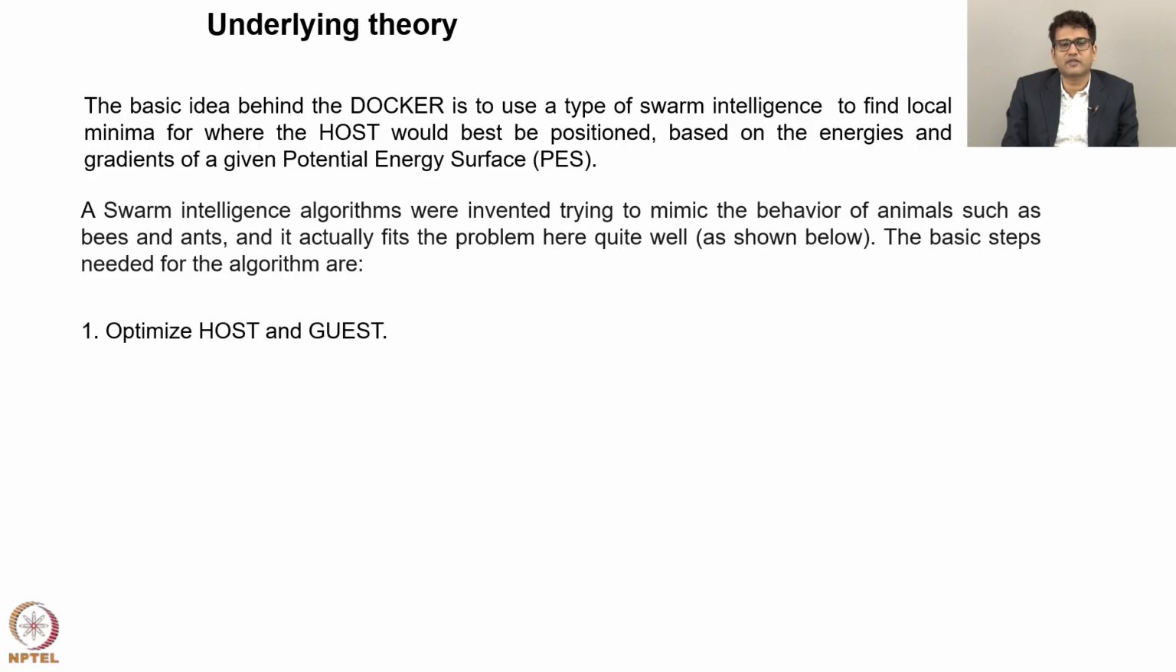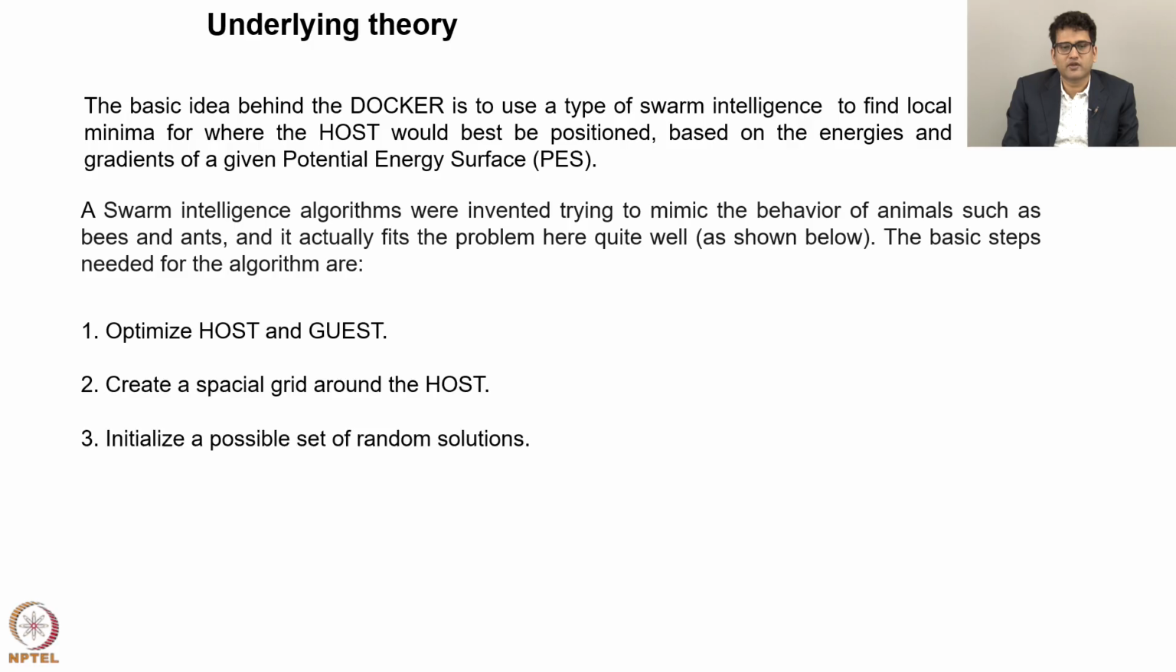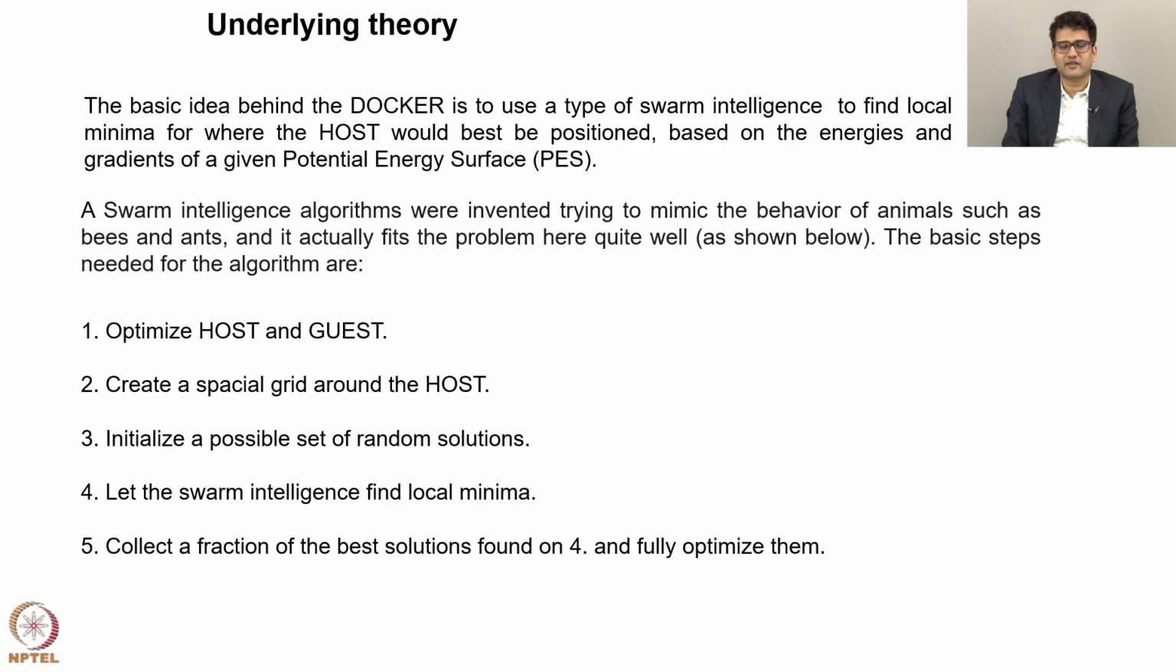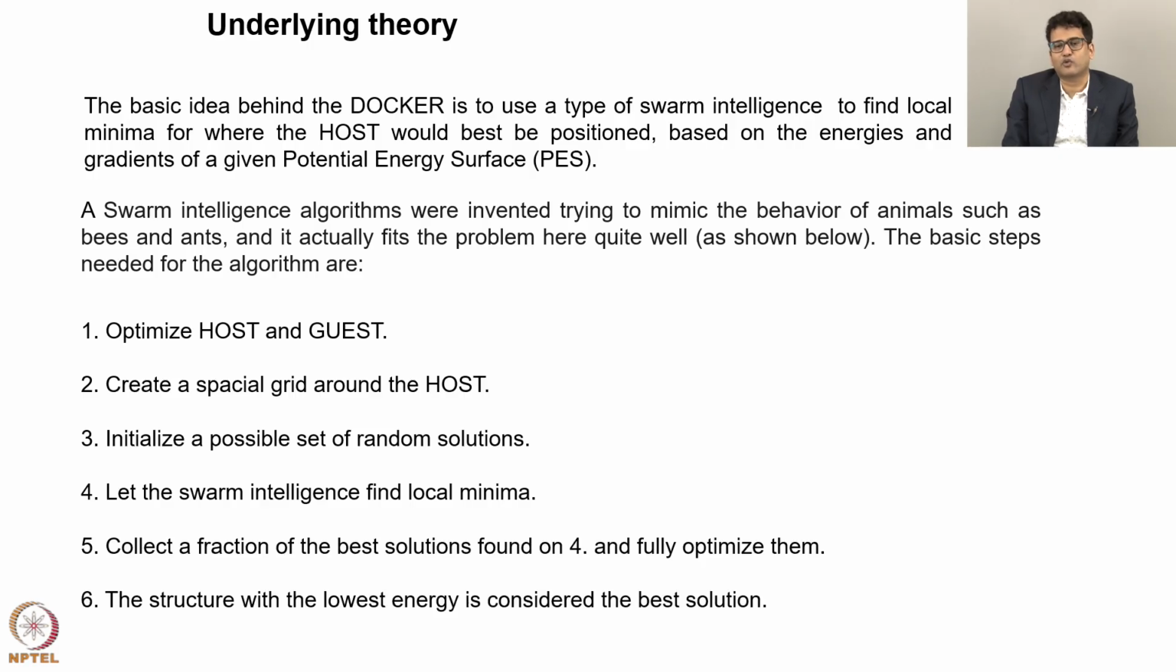So, the basic steps needed for the algorithm are, you first need to optimize host and guest. We will come into the details of what the swarm intelligence algorithm does. It creates a spatial grid around the host and then initializes a set of random solutions by placing the guest, and lets the swarm intelligence find the local minima, collects the fraction of the best solutions found, and then fully optimizes them. The structure with the lowest energy is considered the best possible solution.